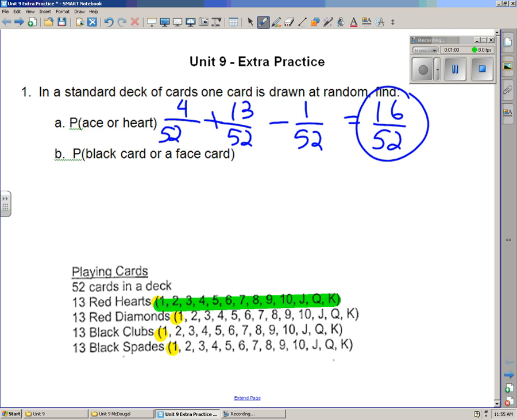I've got 13 highlighted in green and 3 additionals highlighted in yellow. 13 plus 3 is 16. Okay, so that's the first one.